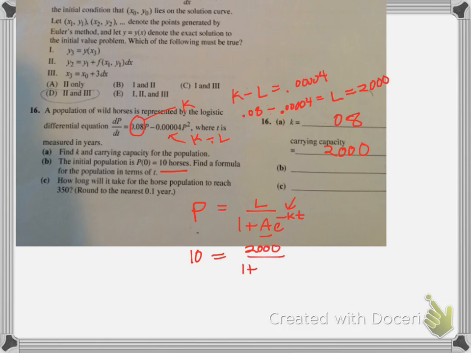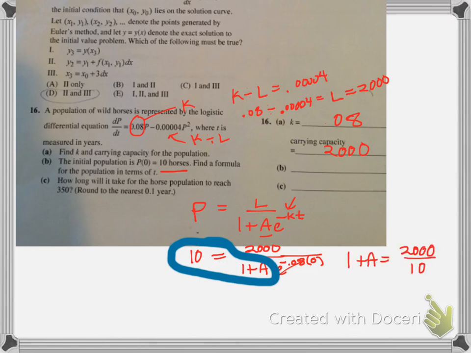And 1 plus A, the part we're going to solve for, e to the negative 0.08 t, where t is 0 for this initial condition. Because e to the 0 is 1, that cancels, and so we're just solving 10 equals 2000 over 1 plus A. If you remember a little algebra trick, you can swap that denominator and that whole number, so we get a nicer equation. Do not cancel the 0 at the end there, so 1 plus A equals 200, so A equals 199.